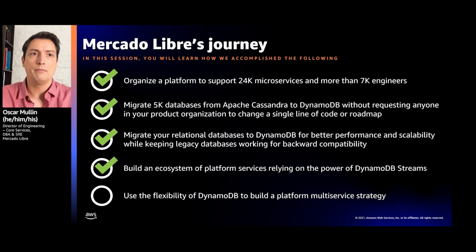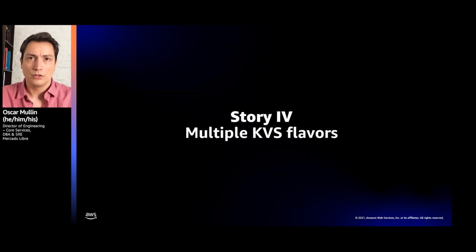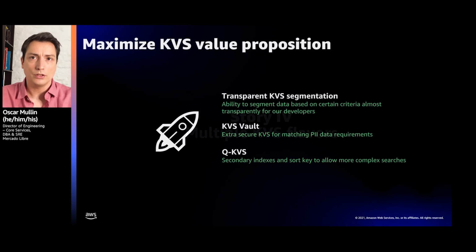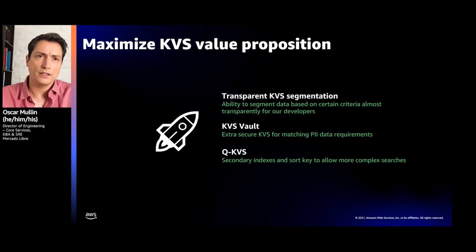That is how we build multiple KVS flavors. So once we had this robust KVS and also this ecosystem, we wanted to get more value out of our KVS. So we built multiple flavors of KVS. For brevity reasons, we're only going to mention three. The first one is the semi-transparent KVS segmentation. The second one is our KVS Vault. And the last one is how we added secondary indexes to KVS so they can do some more complex querying there as well.